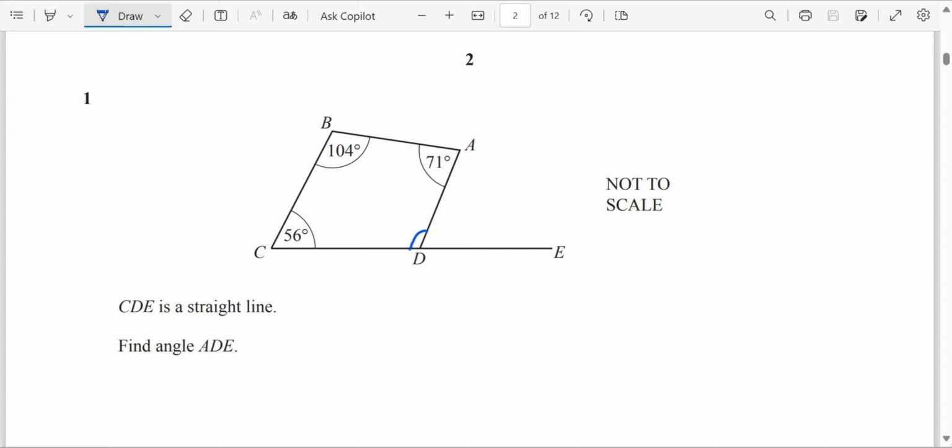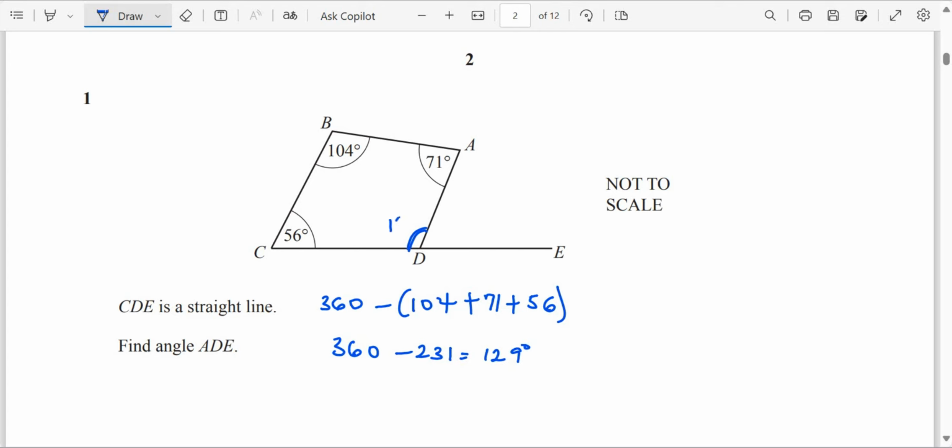So sum of angles in the quadrilateral is 360 degrees. So we need to find this marked angle. So I have 360 minus 104 plus 71 plus 56. This is 360 minus 231, and that's going to give us 129 degrees. So this angle here is 129 degrees, and this is angle AD.